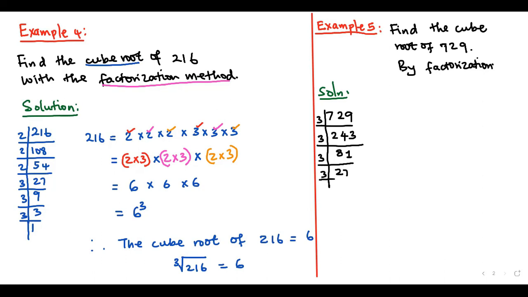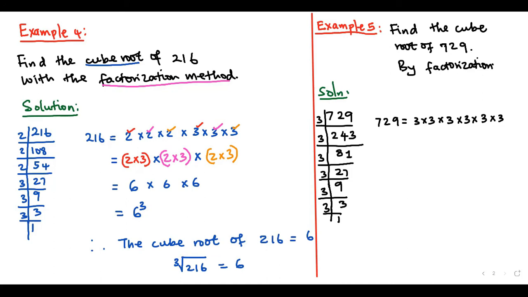And 27 by 3, we get 9. Then 9 by 3, we get 3. And 3 by 3, we get 1. So we are having 3 how many times? 1, 2, 3, 4, 5, 6. So it means that 729 is equal to 3 times 3 times 3 times 3 times 3 times 3.